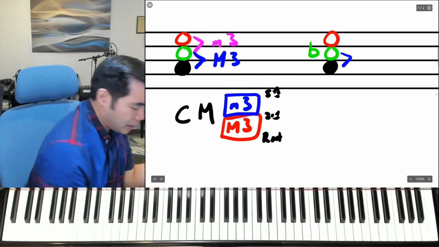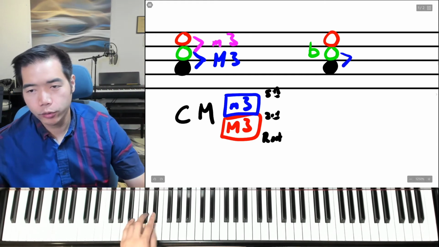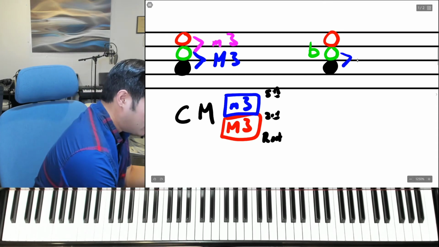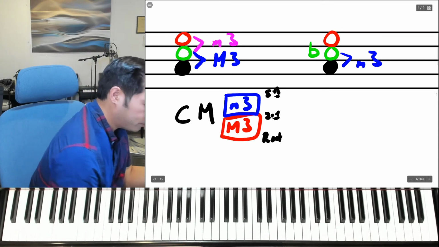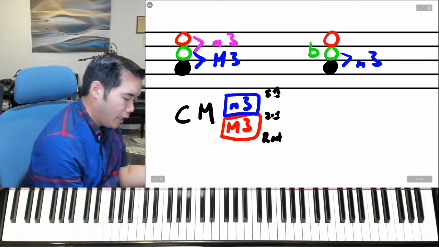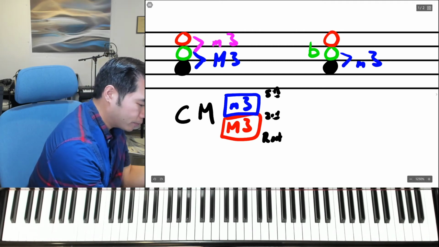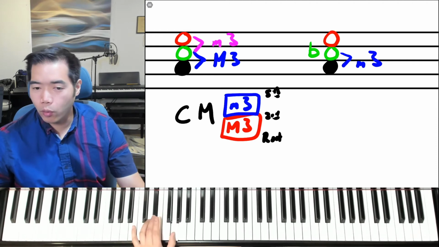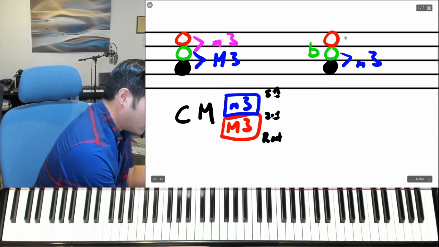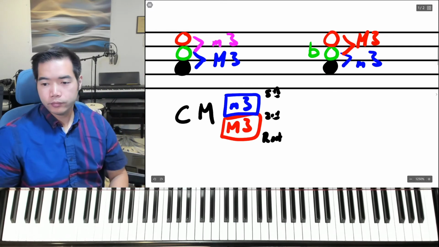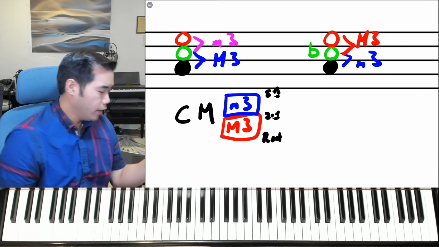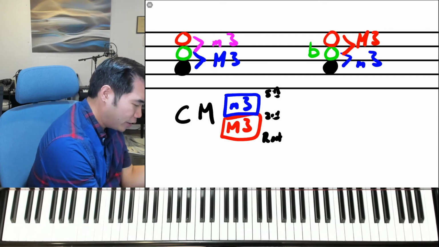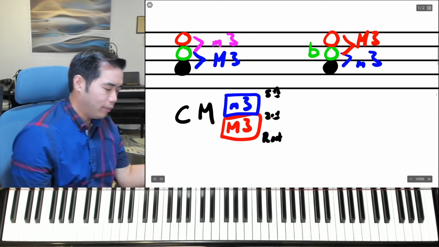Between the C and the E flat, 1, 2, 3, that's 3 half steps, so it's a minor third. And between the E flat and the G, 1, 2, 3, 4, that's 4 half steps, so it is a major third. Major third. So this time we're dealing with a reversal, a minor third with a major third on top.